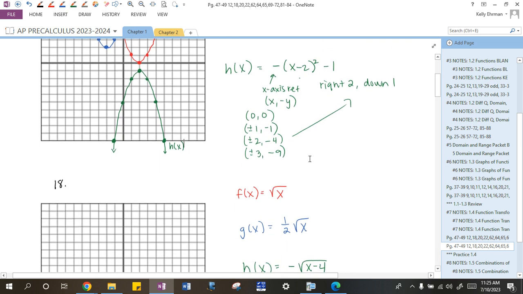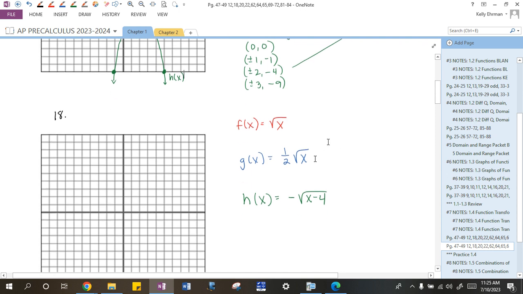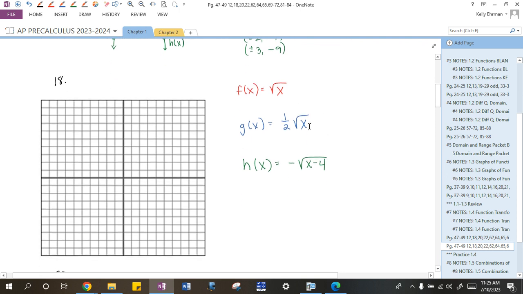Okay, number 18 is our next one. So we've got our square root functions. The first graph is just the original f of x equals square root of x function. So that's easy. (0, 0), (1, 1). Square root of 4 is 2. Square root of 9 is 3. Okay, that's going to bother me that that's not going through there. So a little bit better.